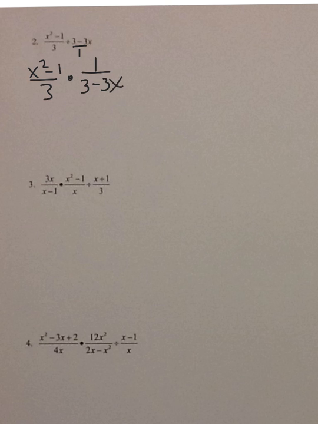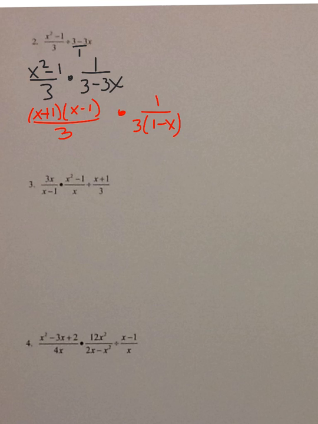x squared minus 1 is the difference of two perfect squares. That's x plus 1, x minus 1. Over 3, which is a monomial. That cannot be factored. Times 1 over 3 minus 3x, GCF is 3, times 1 minus x.